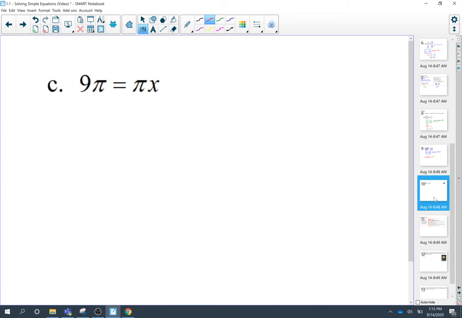Letter C, 9 pi equals pi x. Now I know this looks really funny with pi in there, but keep in mind pi is not a variable, it's just a number. Okay, so pi is just 3.14. There's really nothing weird about it. Over here it says pi x. This is really like looking at 9 times 2 equals 2x. But instead of having a 2, there's a pi in here.